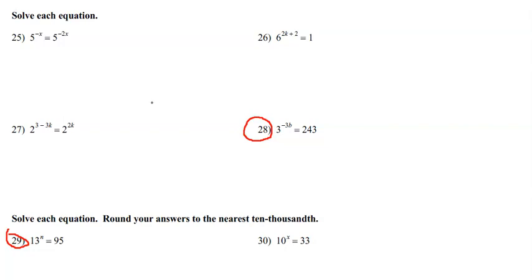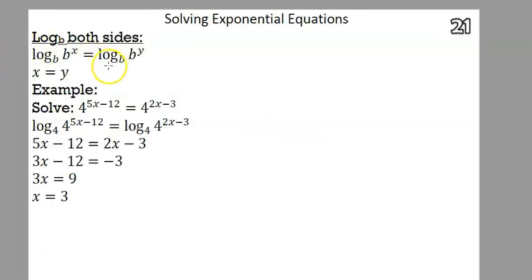Let's look at the solving exponential equations part of our exponent logs packet. Solve each equation. Let's refer back to the exponents manual from the rubric page on the Canvas. Page 21, solving exponential equations.